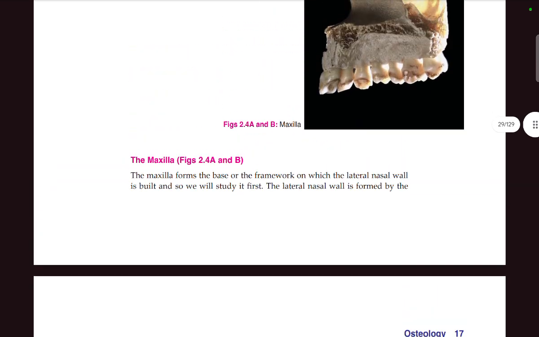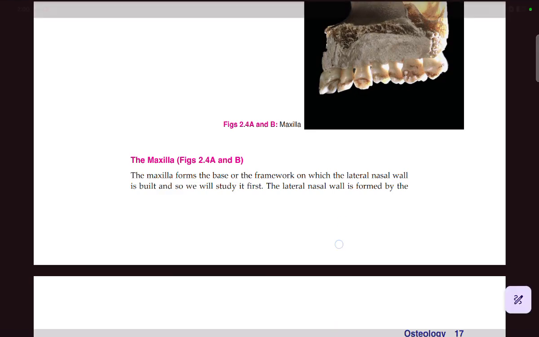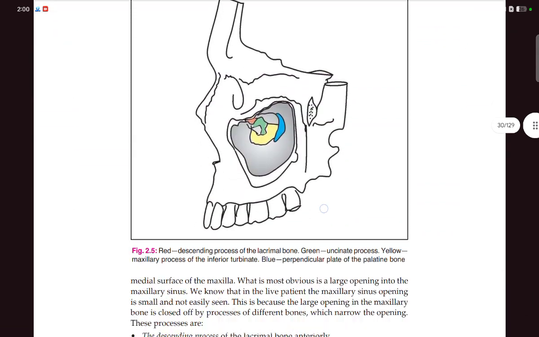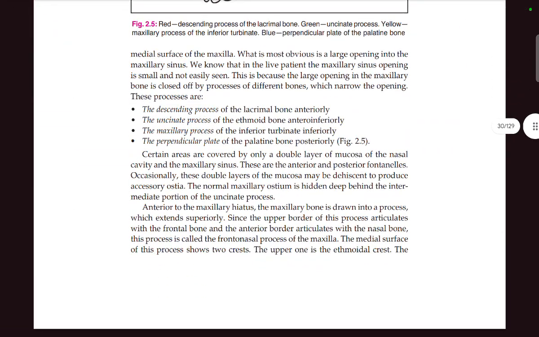The maxilla. The maxilla forms the base or the framework on which the lateral nasal wall is built, and so we will study it first. The lateral nasal wall is formed by the medial surface of maxilla. What is most obvious is a large opening into the maxillary sinus.